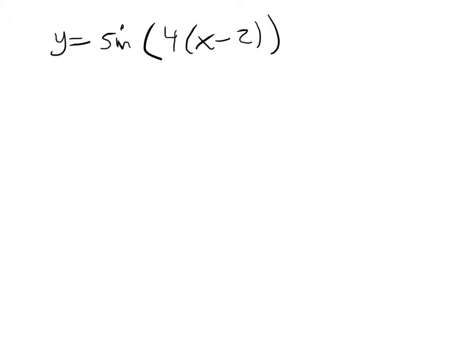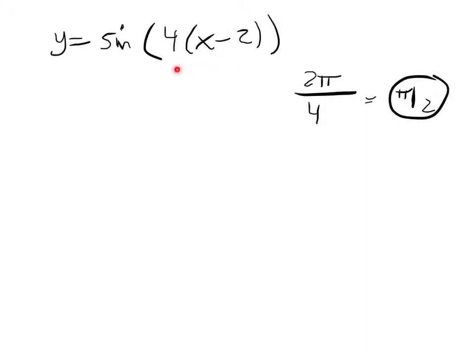So let's put this together a bit. I've got sine of 4 times x minus 2. I know that x minus 2 is going to shift my original sine graph 2 units to the right. I know this 4 is going to change my period. 4 is greater than 1. And I know therefore there's going to be a horizontal shrink by a factor of 1/4. So my new period I know is going to be 2 pi over 4 or pi over 2. And I know I'm going to shift 2 units to the right.